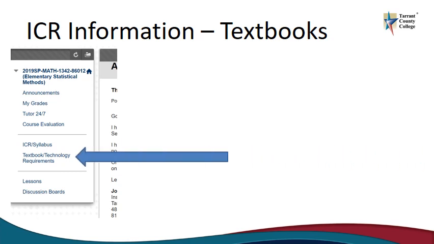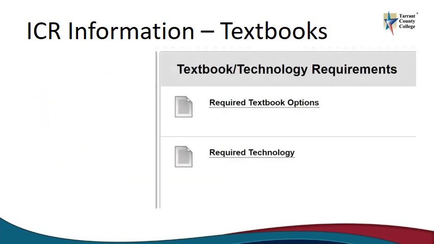If you go here, back in Blackboard, there is a link here. It says Textbook and Technology Requirements. If you click on that link, it'll open up a new link that says the required textbook options and the required technology. That first one that's up there, the required textbook options, it has a list of everything you need.